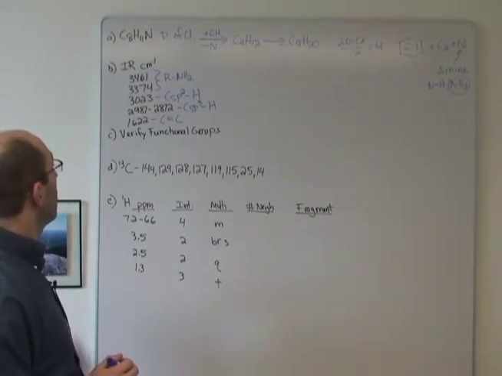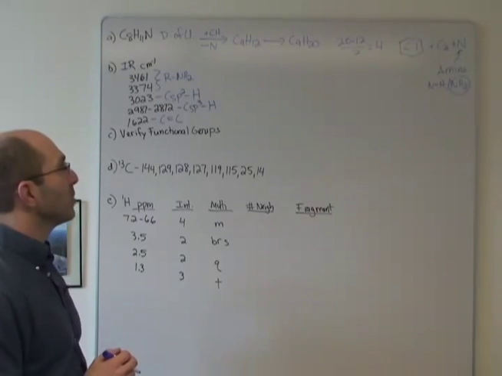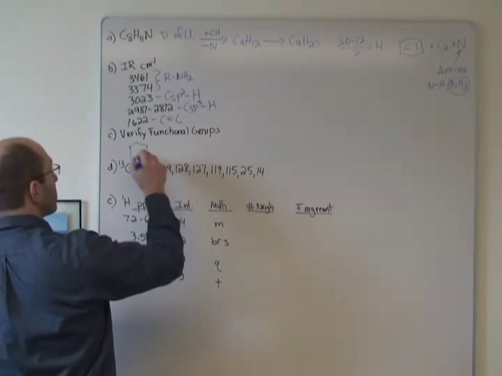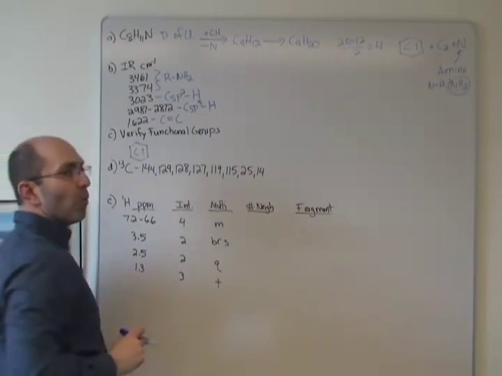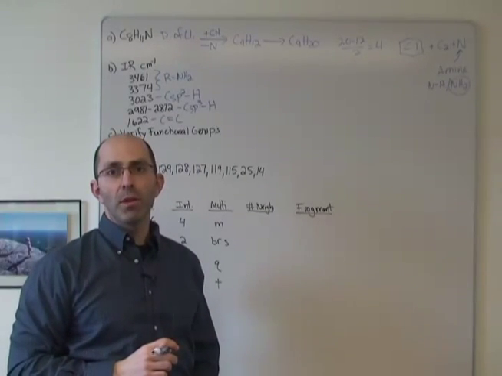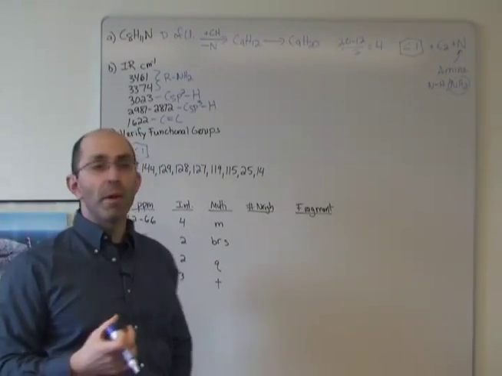All right, so now we need to verify functional groups, and I think this is really important. Right, so if we have a benzene ring, we should be able to look really quickly in the carbon-13 and proton NMR and figure out, yeah, we definitely do have a benzene, okay?